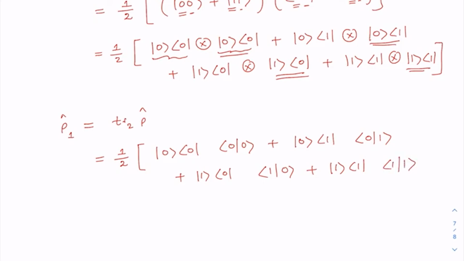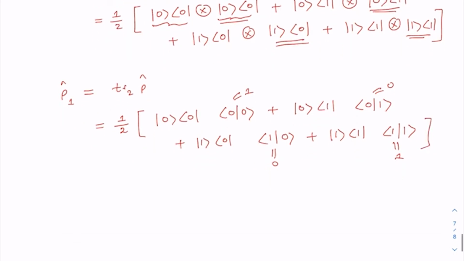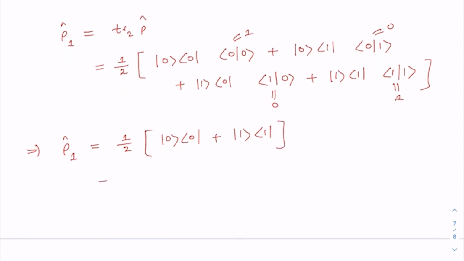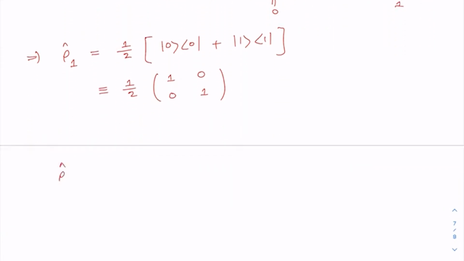Now |0⟩ and |1⟩ are orthogonal to each other, and because of that, this is going to give me 1, this is going to give me 1, but these are orthogonal, so this term will vanish. Therefore, the reduced density matrix rho 1 for the first transmon qubit would be half |0⟩⟨0| plus |1⟩⟨1|. In fact, I can write it in a matrix form as well, and that would be half times 1 0, 0 1.